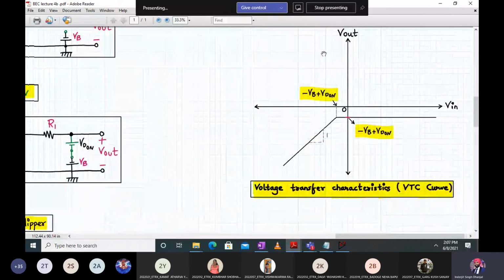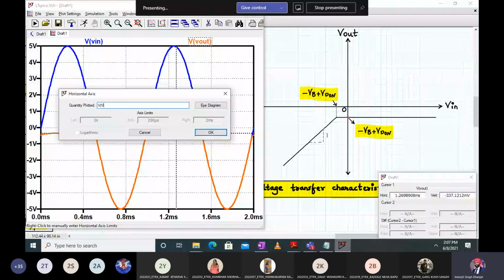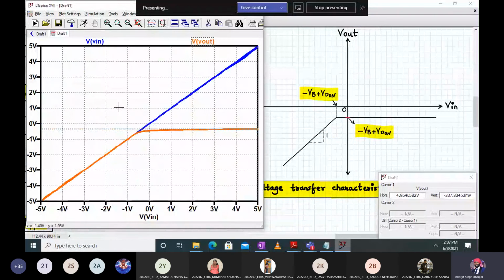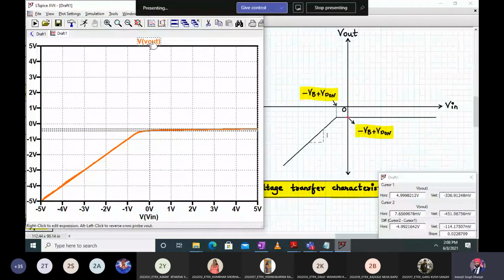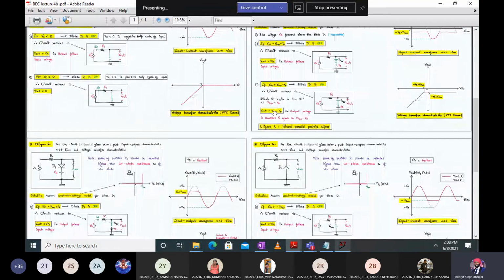So let us see quickly the voltage transfer characteristics once, and then we will leave for today. Here I will plot V in, and I remove the V in from here. So as you can see very clearly, the level is below. This is the zero level and it is coming below, exactly as we are showing on the right hand side. So these were the three clipper circuits which we have seen.